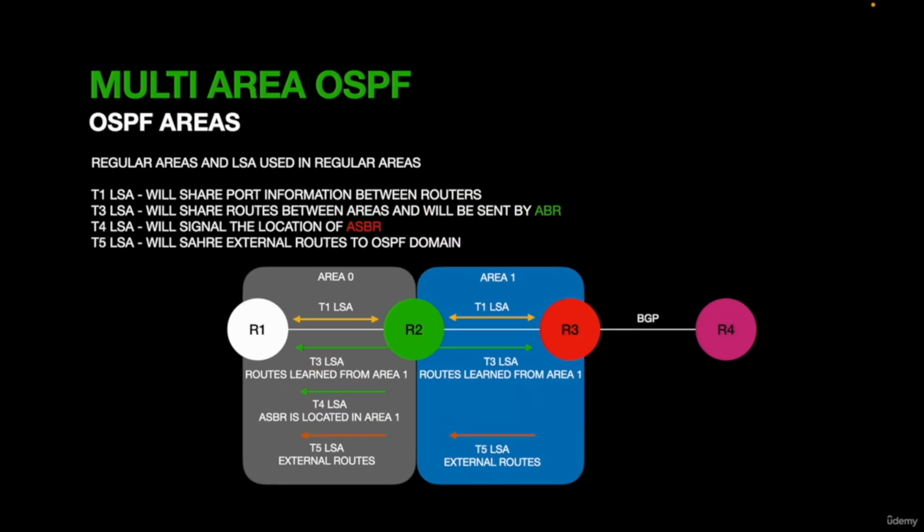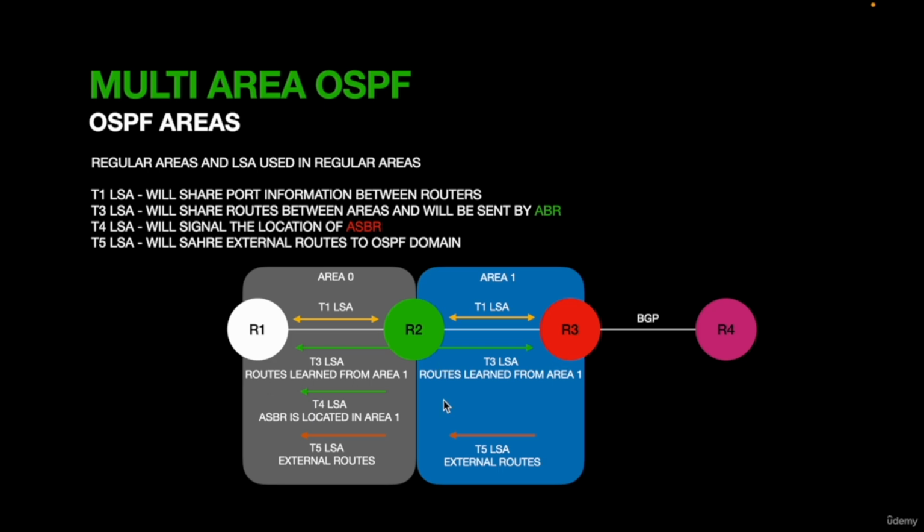Okay, so let's check some regular areas in OSPF. We'll have area 0 and area 1, and we'll have R2 as the ABR and R3 as an ASBR. So first of all, the routers will share between them the type 1 LSA. The router R2 will inform area 0 routers of the routes which it learned from area 1, and it will inform area 1 routers of the routes which were learned from area 0.